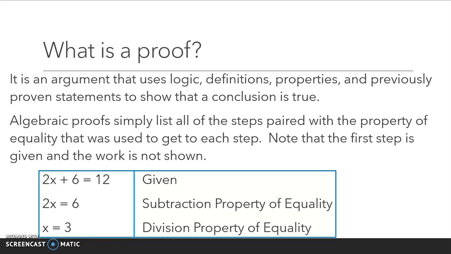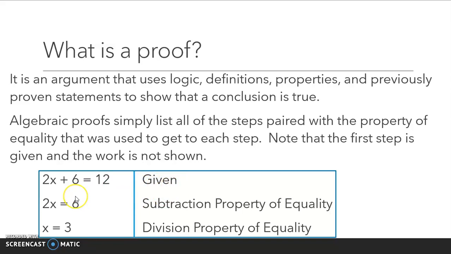So algebraic proofs are some of the easier types of proofs to do, but basically you're going to list every single step and you're going to pair it with the property of equality that was used to get each step. Now, the first step is always going to be the original equation, and it says given next to it.